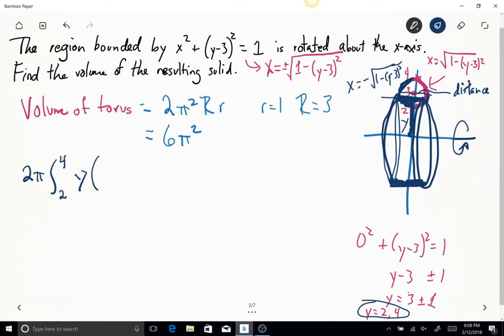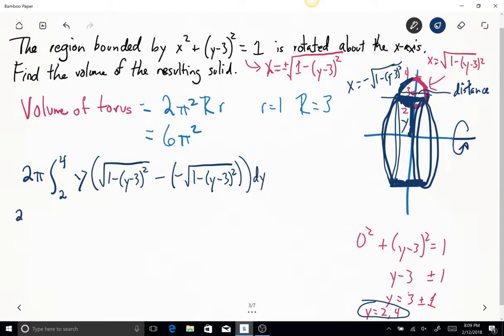And the way we get that is take the rightmost value, so the square root of 1 minus (y minus 3) quantity squared, and subtract the leftmost value, which would be negative square root of 1 minus (y minus 3) quantity squared. And then we're going to take all that thing and slap a dy at the end of it.